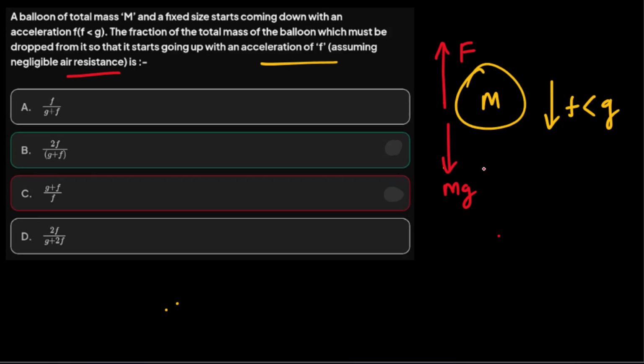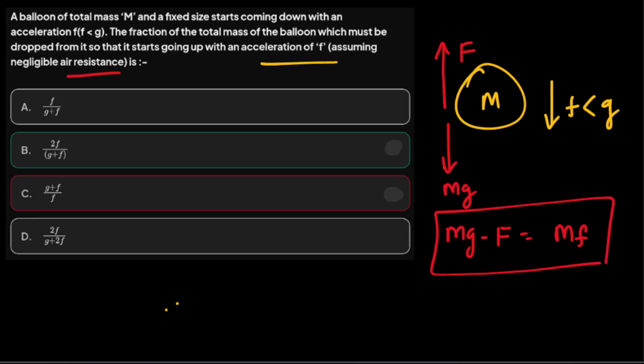Done? So initially if you write, what will you write? Mg minus F is equal to Ma, and a is equal to f. So here you write Mf. This is the first equation. Now suppose you removed m mass from it. Now this is going up with acceleration f. So it has F force acting upward and mg force acting downward. Sorry, not mg, it is M minus m times g.